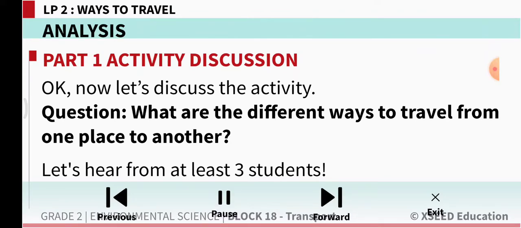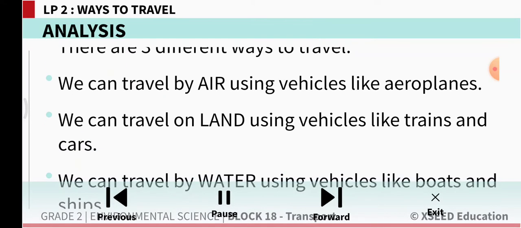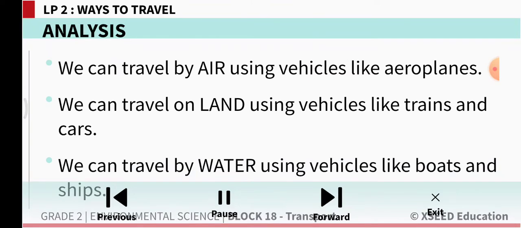What are the different ways to travel from one place to another? There are three different ways to travel. What are the three different ways? We can travel by air using vehicles like aeroplanes. We can travel on land using vehicles like trains and cars. We can travel by water using vehicles like boats and ships.